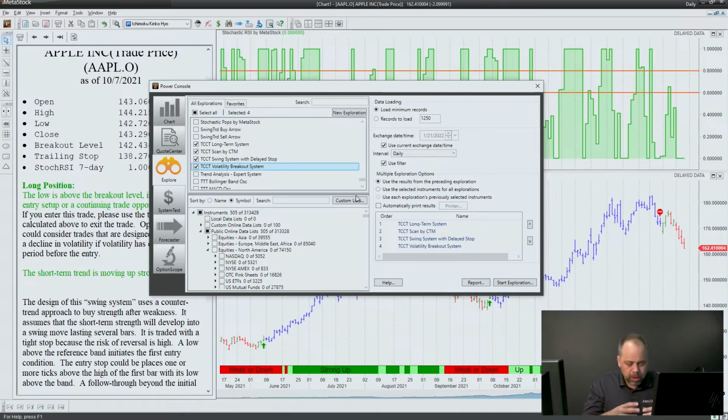It allows me to only look at those stocks in the S&P 500 that have an opportunity and effectively ignore all of the stocks, all of the noise that doesn't have an opportunity. One of the best functions of the program.